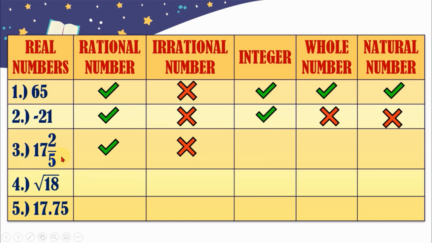No, okay? No, it's not an integer kasi, 'di ba, ang integer natin ay tatlong klase lang. We have the positive, the negative, and the zero numbers. Is this a whole number? No. Is this a natural number? No. Okay. The next we have number 4, square root of 18.